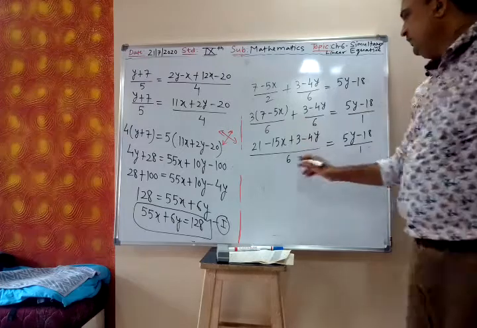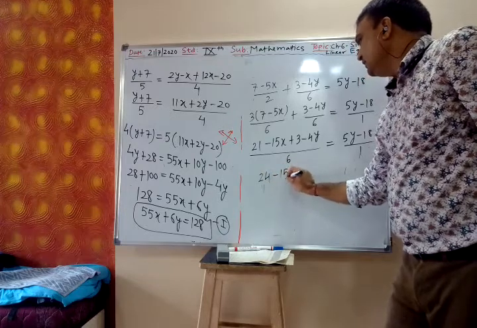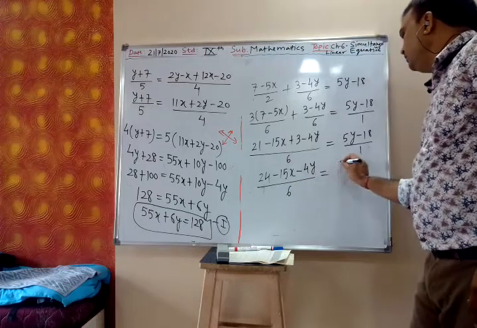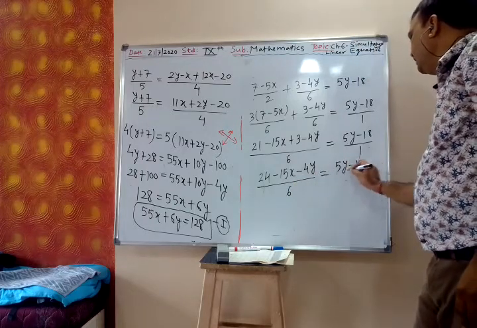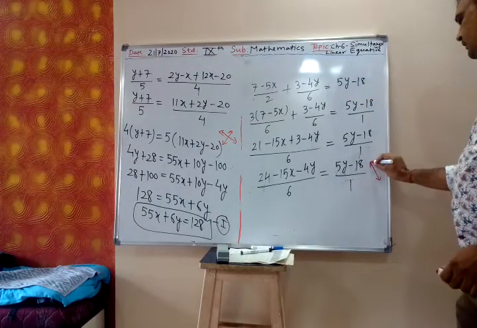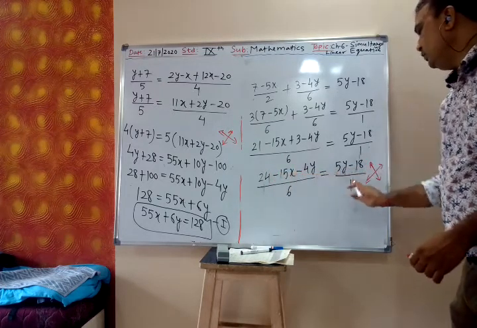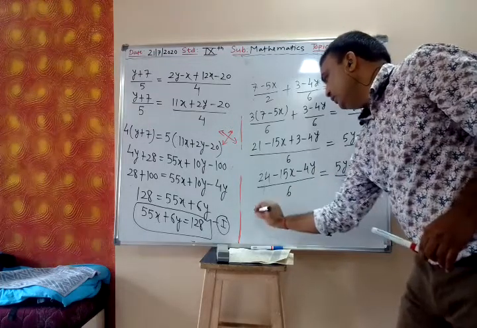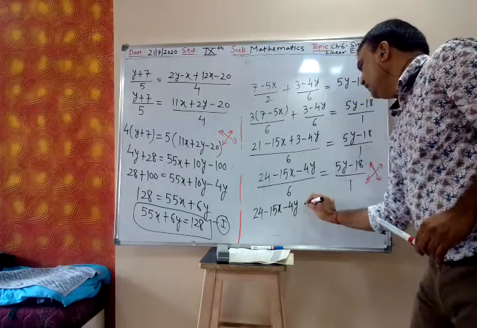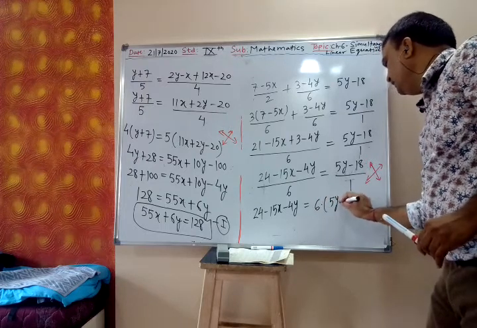So now simplify: 21 plus 3 is 24, minus 15x minus 4y upon 6 is equal to 5y minus 18 upon 1. Now we cross multiply. So 24 minus 15x minus 4y into 1 is equal to 6 into 5y minus 18.